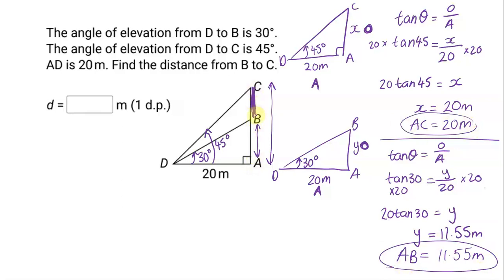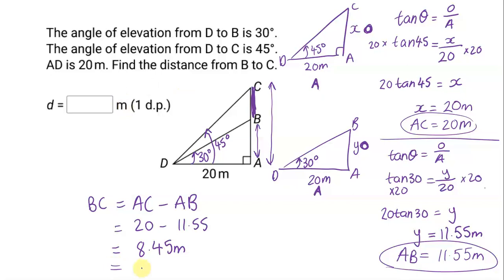So to find the difference between these 2 points, so the side length BC, that's going to be equal to AC take away AB, which is 20 minus 11.55, which gives us 8.45 meters. And the question does ask us to round off to 1 decimal place, so we need to round that up to 8.5 meters. There you have it. So the distance between points B and C is 8.5 meters.